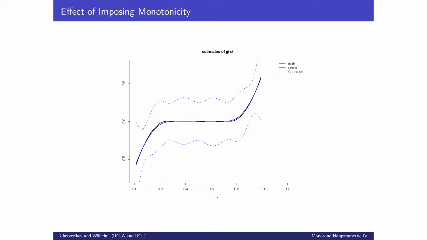The blue line is the estimator. It's actually very close to the truth on average. This is averaging over simulation paths, over estimates. And then these dashed lines are indicating pointwise empirical confidence intervals. So these are 2 standard deviations away from the estimates.